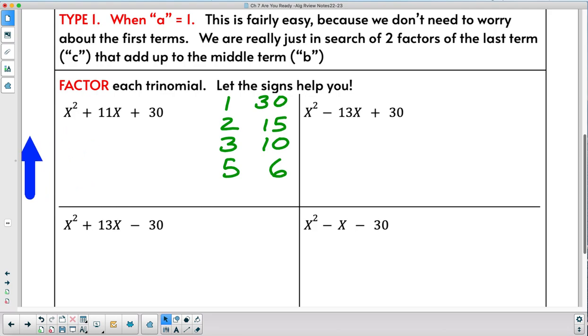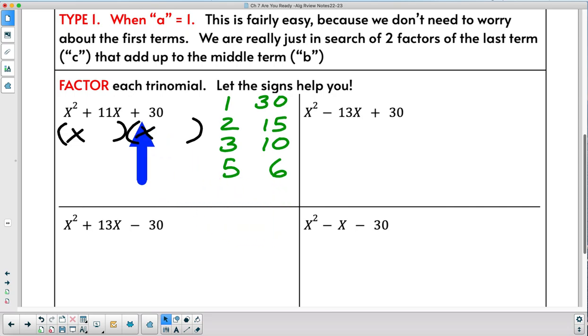So let's start. When I have 1, it's great because it's just x and x. Now I have to think about which one of these 4 sets of factors is going to help me make 30 and add to be 11. 1 and 30 is going to be 30, or it could be 31 or 29 if I add or subtract them. 2 and 15, if I add them, it's 17. Subtract them, it's 13. 3 and 10, if I add them, it's 13. If I subtract them, it's 7. And 5 and 6, if I add them it's 11, subtract to be 1.